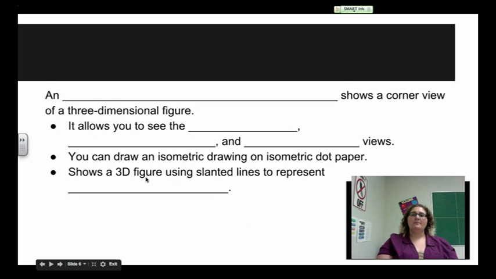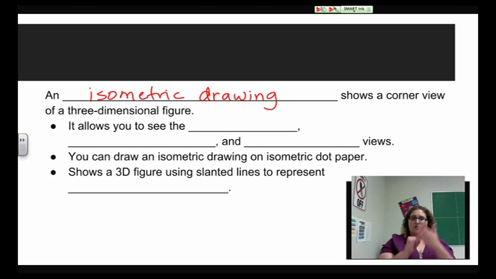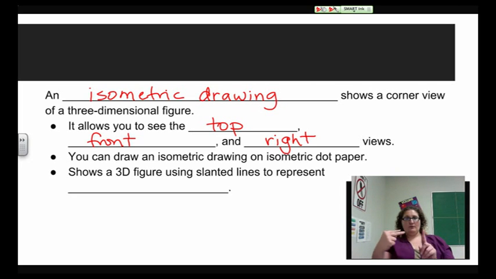An isometric drawing shows a corner view of a three-dimensional figure. It allows you to see the top, front, and right side view. You can draw an isometric drawing on isometric dot paper. It shows a 3D figure using a slanted line to represent depth.